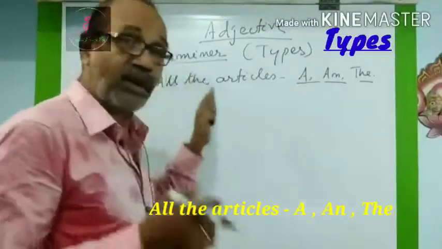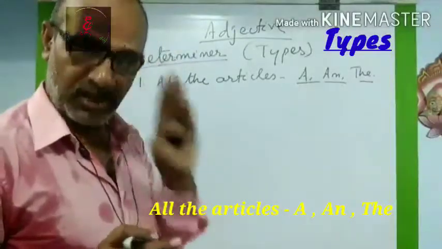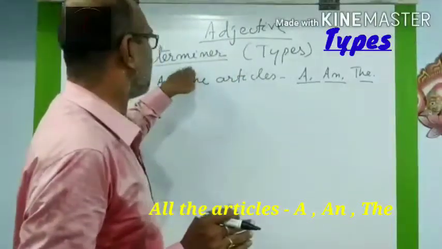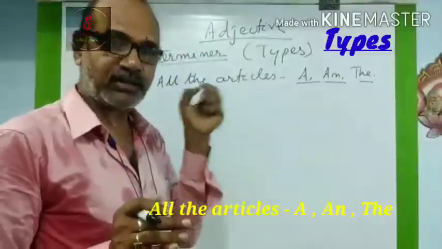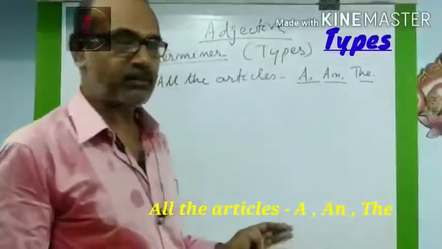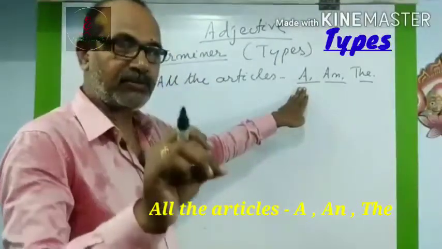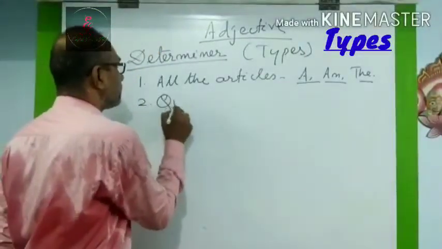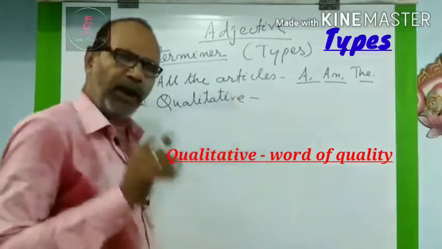A determiner has not been included in our parts of speech. Yes, and it is a term of adjective. It is a different term of adjective. So, whenever any word that describes a noun is used before a noun, that is known as determiner. And when a is used before a noun, though it is an article, that will be a determiner. Yes? Okay. Second one, qualitative. Any word of quality.